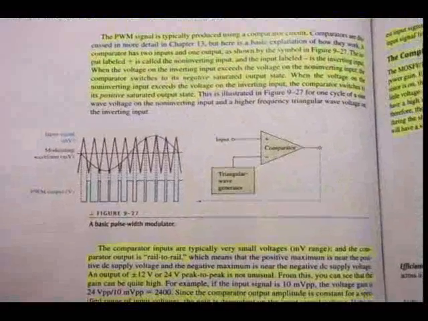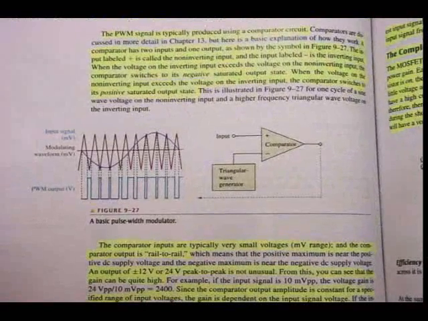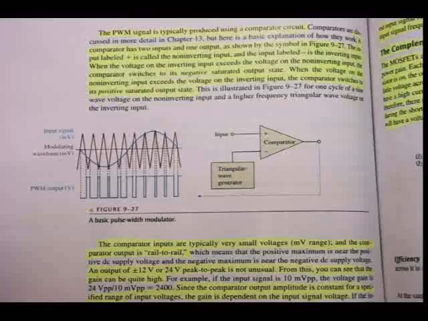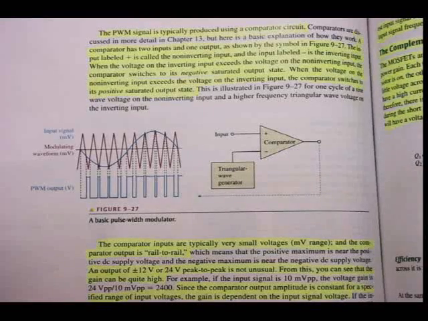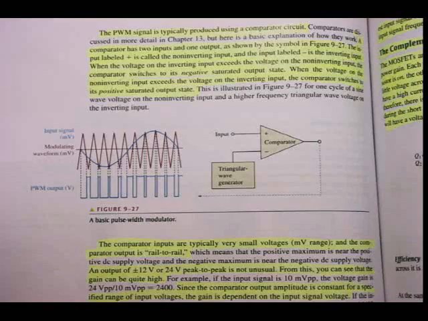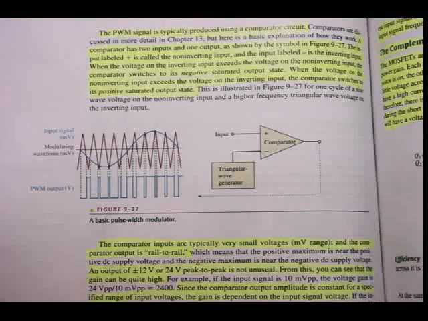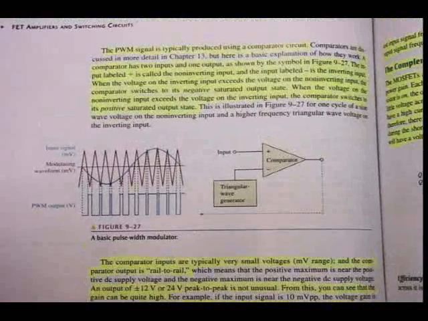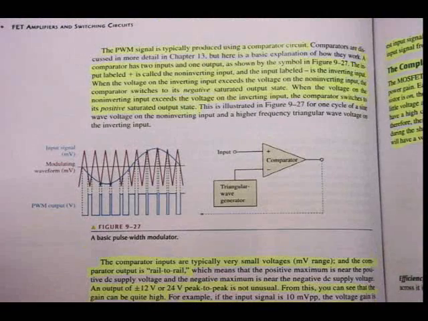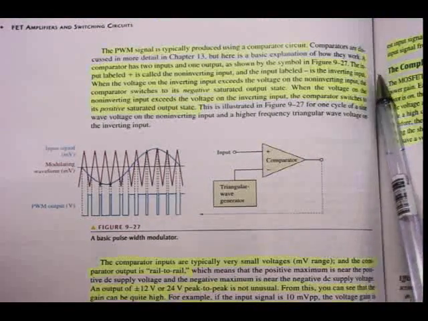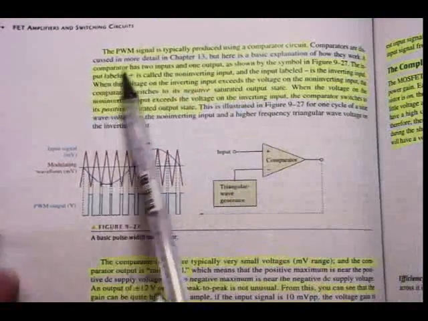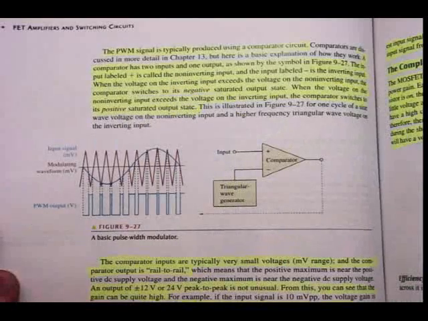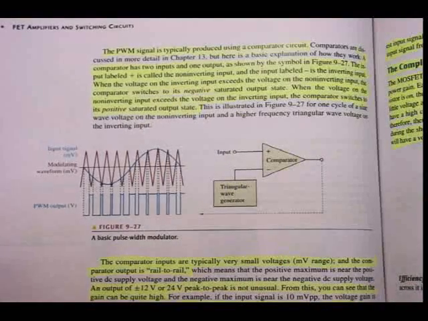Page 456, top. The pulse width modulated signal is typically produced using a comparator circuit. Now, a comparator circuit is only discussed in chapter 13, and you will only see it again in theory in electronics 3, but they give us a basic explanation, as I've underlined there as well. A comparator, please underline there as well. A comparator has two inputs and one output, right?